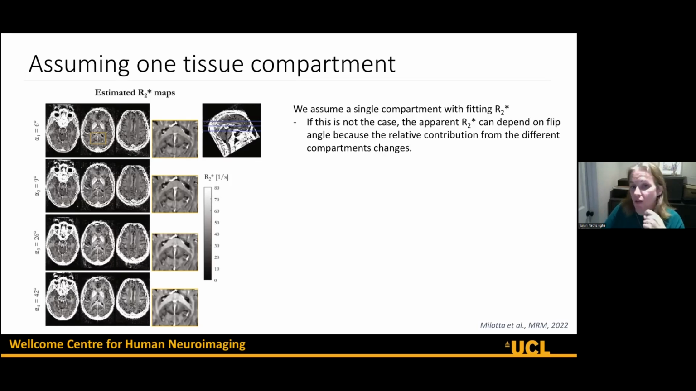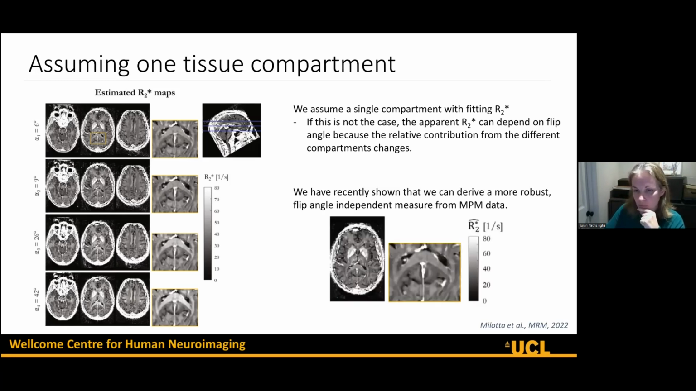And this is because we're actually assuming that we have a single compartment when we fit our R2 star, typically. And if this is not the case, then the apparent R2 star that we fit will depend on the flip angle because we're going to have differential contributions from different subvoxel compartments of the tissue microstructure. We've recently shown that you can derive a metric that is independent of flip angle and therefore is more robust, and something that could be integrated into protocols like multiparameter mapping, where you do have multiple flip angles, which is required to factor out this effect.